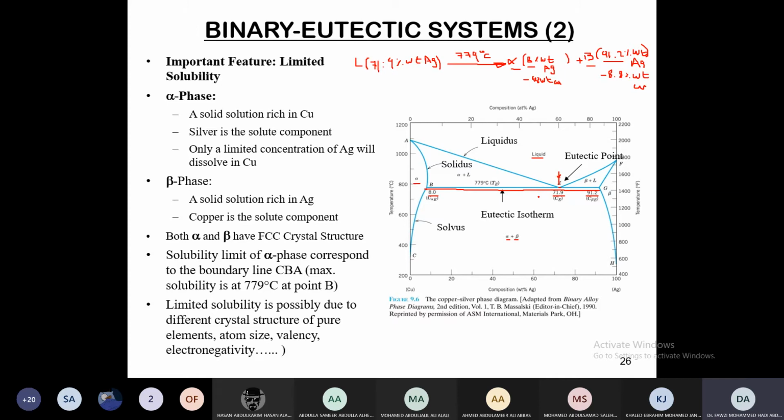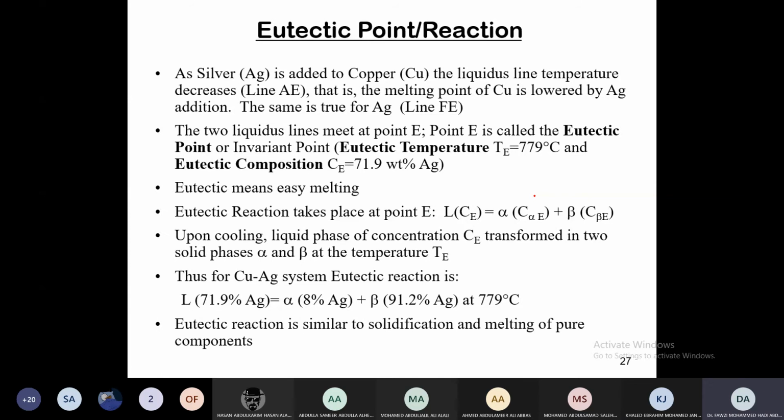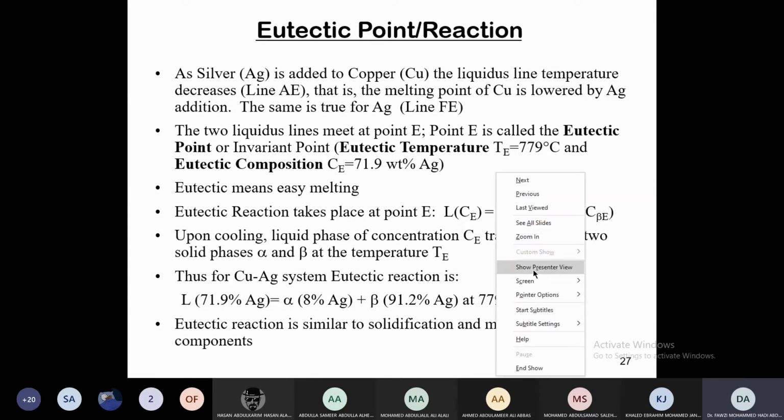Maybe not today. Time is not really much here. But we will see how we will get the proportion as well using the lever rule in the same way we did in the previous system as well. So let me finish this part at least.